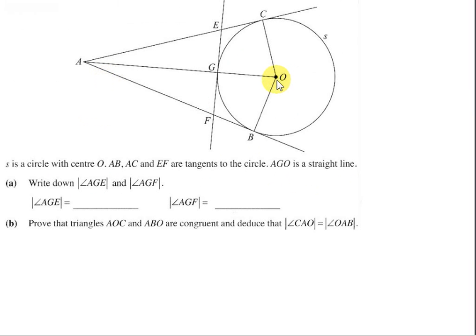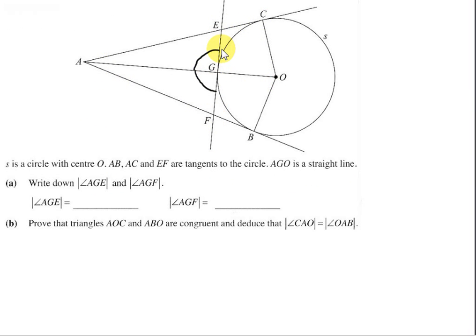S is a circle with centre O, AB, AC and EF are tangents to the circle. So there's AB, there's AC, there's EF. AGO is a straight line. So G is the point of intersection of tangent EF and the circle. Write down angles AGE and AGF. Well, here is angle AGE. AG is one arm, GE is the other arm. AGF is this angle here next to it.